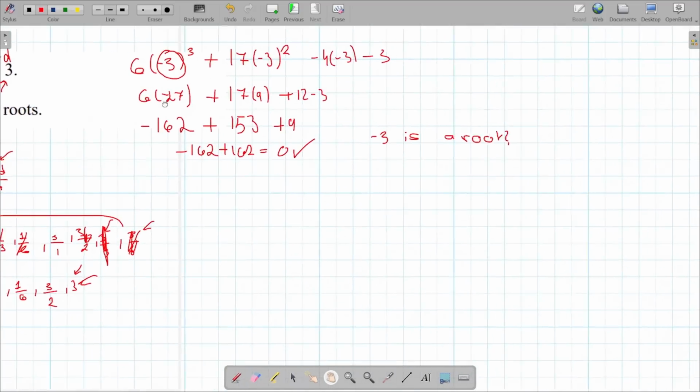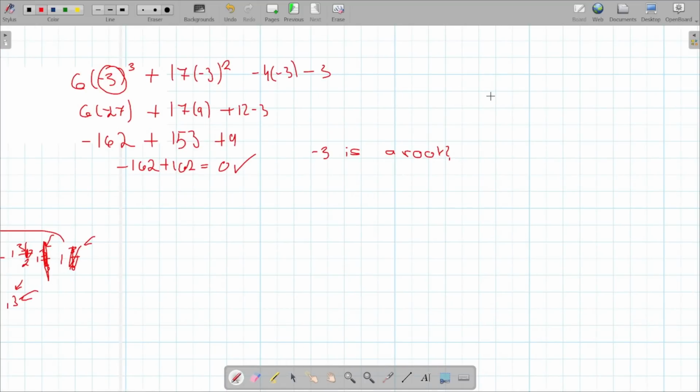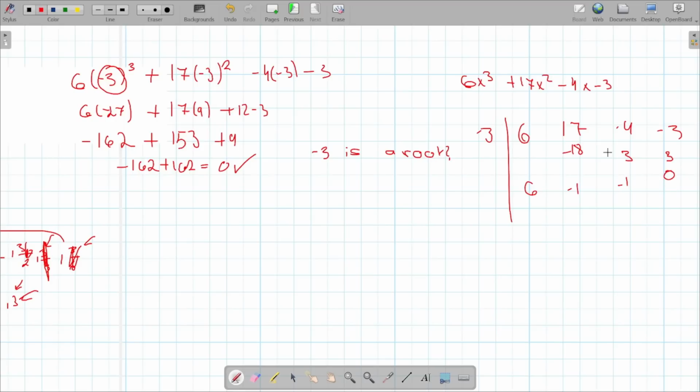So 6x cubed, let's take it here. It was 6x cubed plus 17x squared minus 4x minus 3. We want to divide this now by minus 3. Just do synthetic division. Minus 3, 6, 17, minus 4, minus 3. 6 down, 6 times minus 3 minus 18. 17 minus 18 is minus 1, times minus 3 is 3. Minus 4 plus 3 is minus 1, times minus 3 is 3. Obviously, the remainder is 0 since it's a root, yeah?